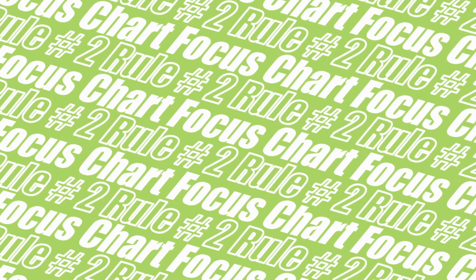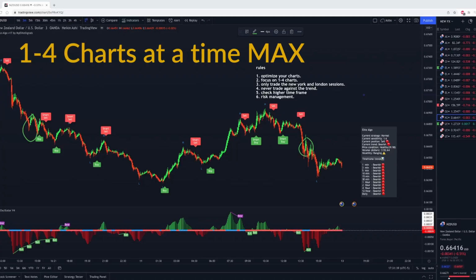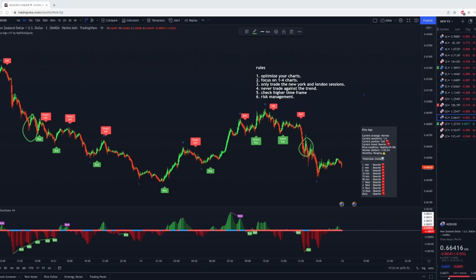All right, so rule number two is very simple. You want to focus on 1 to 4 charts at a time, guys. Now, why do we say that? We say that because the fewer charts you focus on, the more time you can dedicate to those charts, meaning that you'll understand them better, you'll know how the market moves, and you'll know that specific chart like the back of your hand. This is very important when it comes to scalping. You need to know how that specific chart likes to move. For example, some charts will have more volume than others, and these are things that you have to know when you want to be a scalper in the markets.